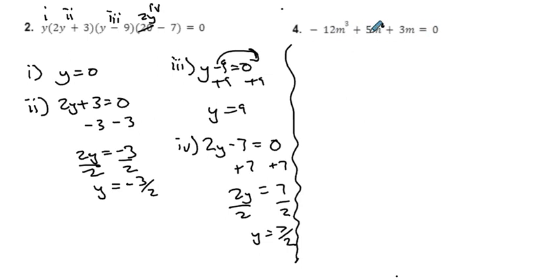So what we're going to do with this one first is we're going to hopefully recognize that we have a common factor of m that we can pull out. So let's pull the m out. So we get negative 12m squared plus 5m plus 3 equals 0. Okay, so that's what we get with that.